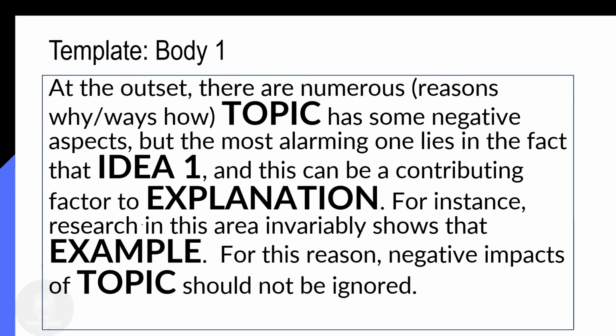In body 1, I'm saying at the outset there are numerous reasons why or ways how. Please use either one of them, either reasons why or ways how. Don't use both of them, or don't mix them up. Topic has some negative aspects, but the most alarming one lies in the fact that idea 1, remember we have already given our idea 1, and we already created our idea 1, my bad. This can be a contributing factor to explanation. We're going to discuss how to produce the idea in a moment, and we just need to give a small explanation.